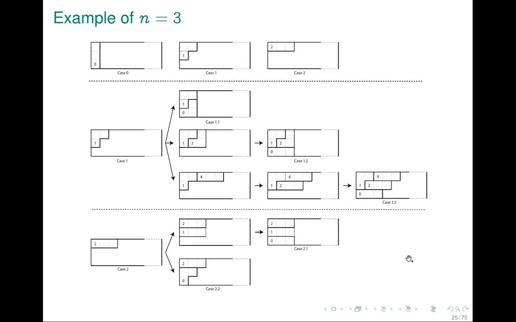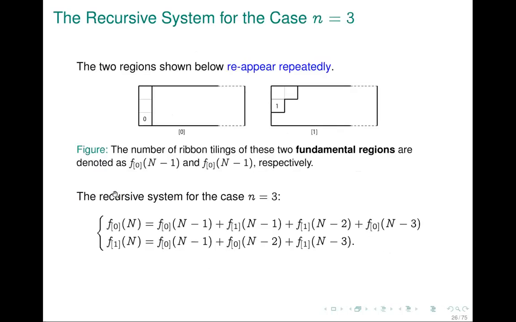Okay, so by collecting all of these possible examples, we can write down a recursive system in this way. Basically, there are 2 regions that will appear repeatedly, so we call them fundamental regions. Using sub 0 and sub 1 to represent them, here in the parentheses, n minus 1 is the size of this region. Originally it's size n, and we remove 1, so it turned out to be n minus 1. Here the same thing, we remove 1 and it turned out to be n minus 1. So using this notation, we get this recursive system, and it's very easy to solve.